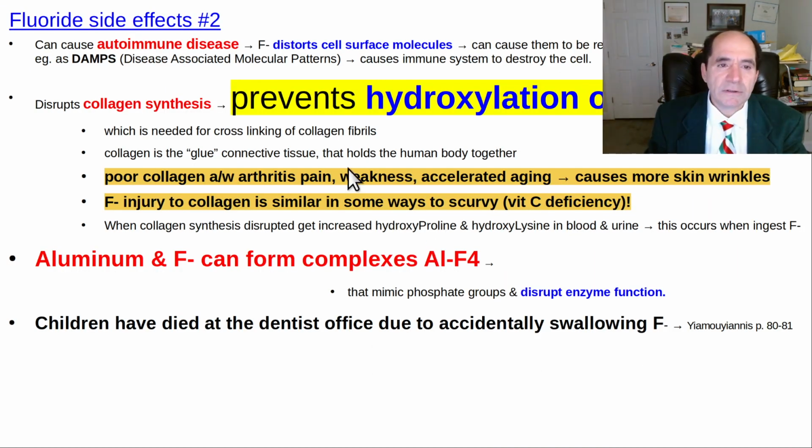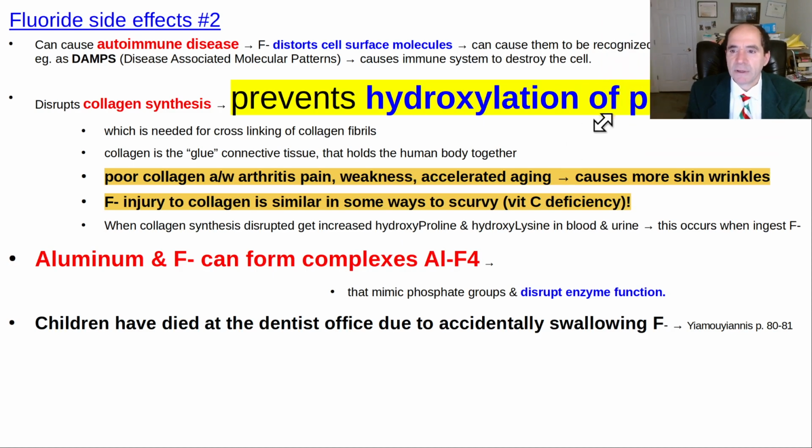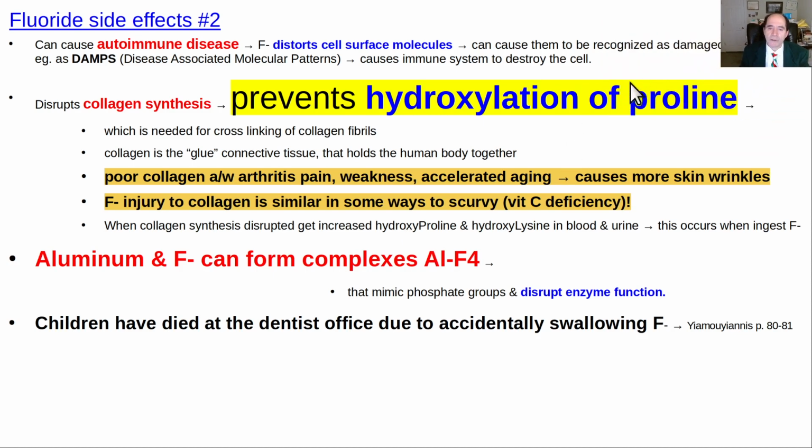So the key thing to know is that F- distorts the shape of collagen. It blocks hydroxylation of proline. Collagen has a really unique structure. I'll show it on another page here in just a moment. And we were just talking about how it distorts cell surface molecules, and that can cause DAMPs, disease-associated molecular patterns. Some people will call that damage-associated molecular patterns. You can make it PAMPs, pathogen-associated molecular patterns.